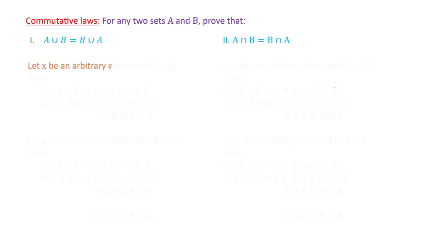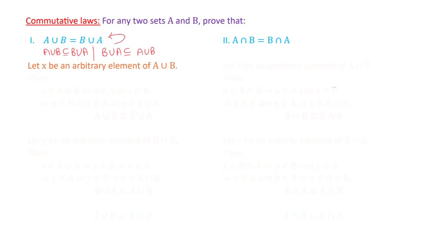Next we have the commutative laws. For the commutative law, we are saying that suppose we have two sets A and B, then we have to prove, first, that A union B is equal to B union A, and second, that A intersection B is equal to B intersection A. To prove A union B is equal to B union A, the approach we are going to use is to prove that A union B is a subset of B union A, and then we will prove that B union A is a subset of A union B. If both of these results hold, then we will say that both these sets are equal.